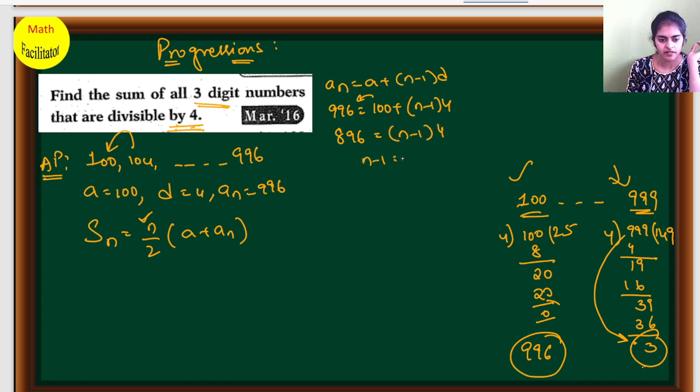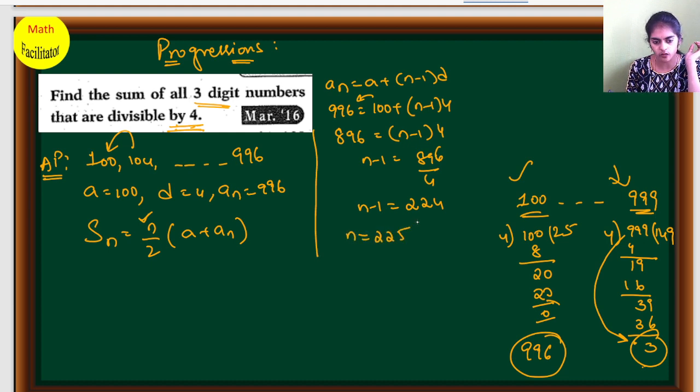Now n minus 1 will be equal to 896 divided by 4, or I can write as 4 2s are 8, 4 4s are 16. So n minus 1 is 224, or n equals 225 you will get. Since you got the n value, that means you have 225 numbers divisible by 4, isn't it?